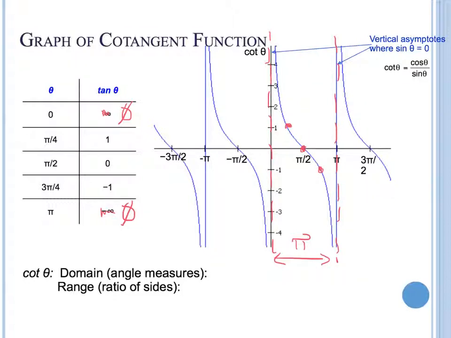So my range, again, goes from negative infinity to infinity. And my domain, again, has problems because I have vertical asymptotes that occur every pi. And I'm starting at 0, so I have x cannot equal pi, and it's not just at pi, it's at every integer of pi.